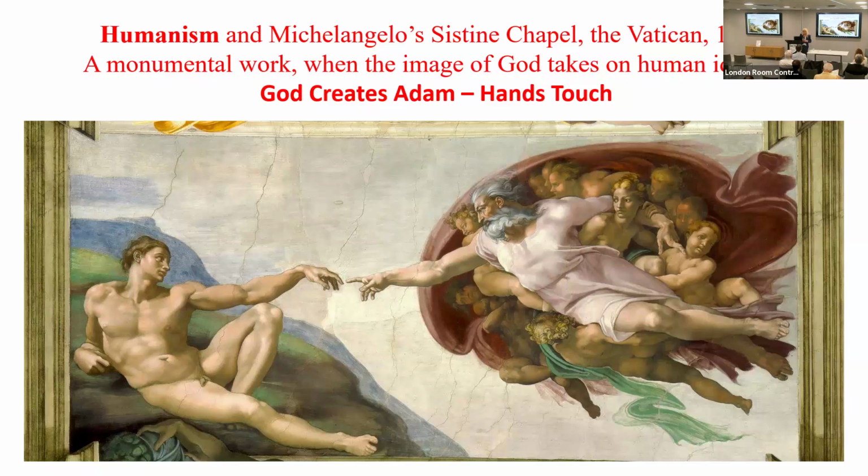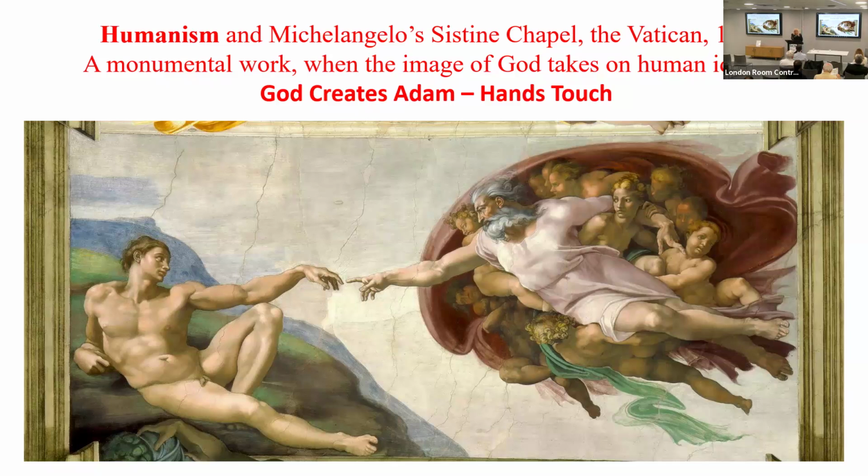So here we have, from Leonardo, who was really like the first humanist, his influence was huge on Michelangelo. And we really see a powerful symbol of humanism, Michelangelo's Sistine Chapel, Vatican, 1512. A monumental work where the image of God takes on human identity. This is a great moment. God creates Adam. Hands touch.